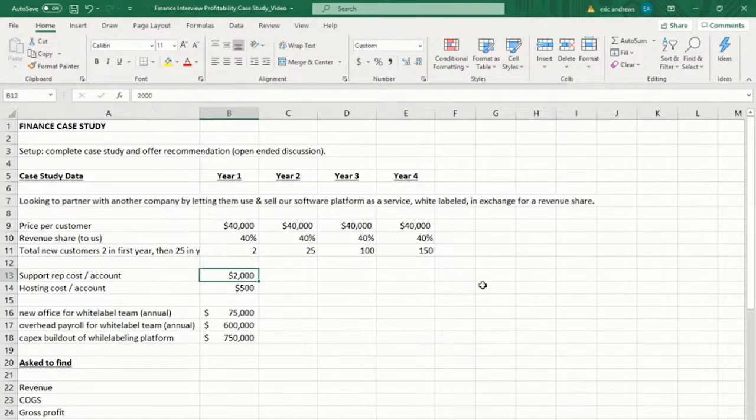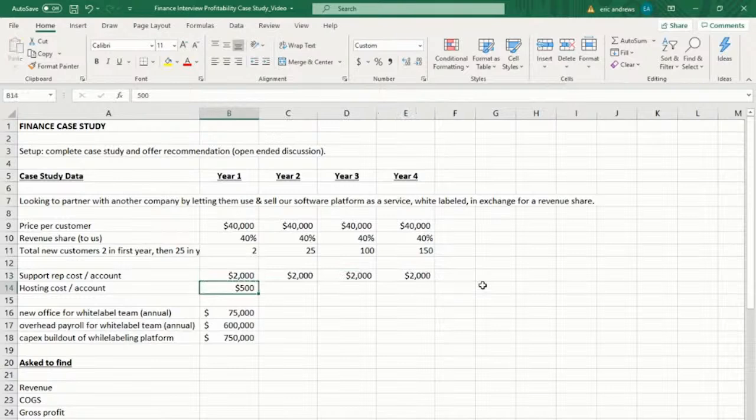So the next, support rep cost per account. So here's what we're trying to differentiate. Is this in the cost of sales or the operating expenses? Well, the cost is per account, so it's directly tied to the revenue. So we know in this case, this is going to be cost of sales.